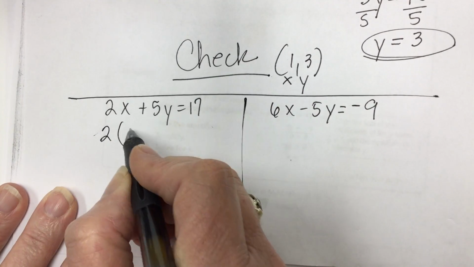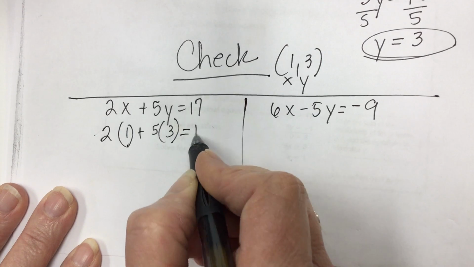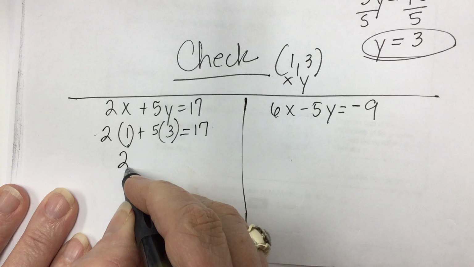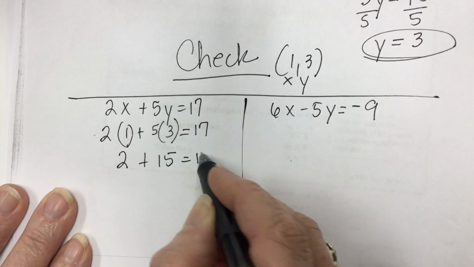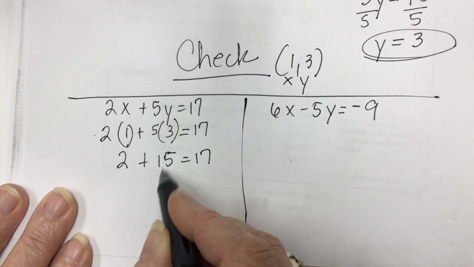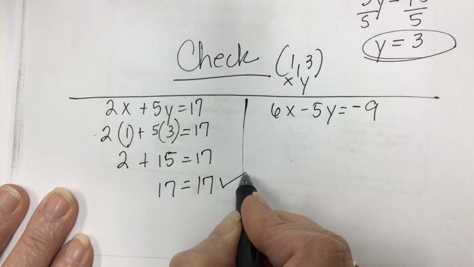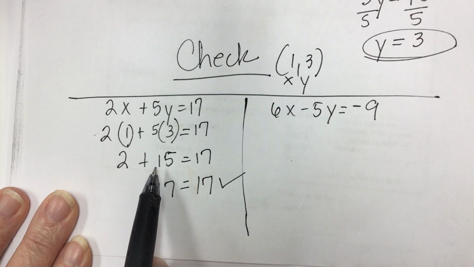So that's 2 times 1 plus 5 times 3. Does that equal 17? Well, 2 times 1 is 2, plus 5 times 3 is 15. Does that equal 17? 2 plus 15 does give you 17. So if 17 equals 17, we are correct for this solution. It does satisfy this equation.